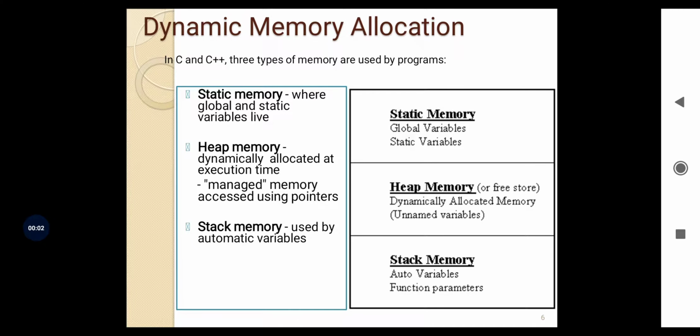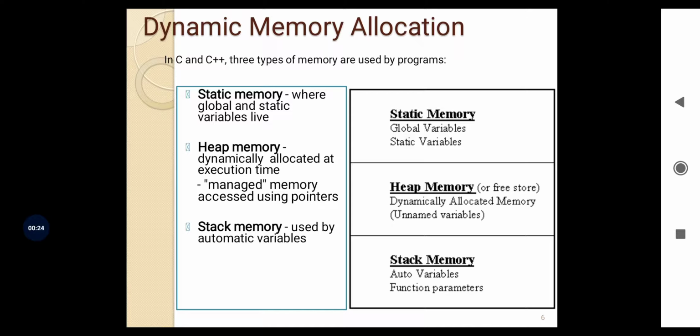Okay, in part 2 of the video, let's start looking at dynamic memory allocation. Now in C and C++, there are three types of memory that are used by programs. We have already discussed this in the class, and I'm just going to revisit it again. So you know that the memory is partitioned into two different segments.